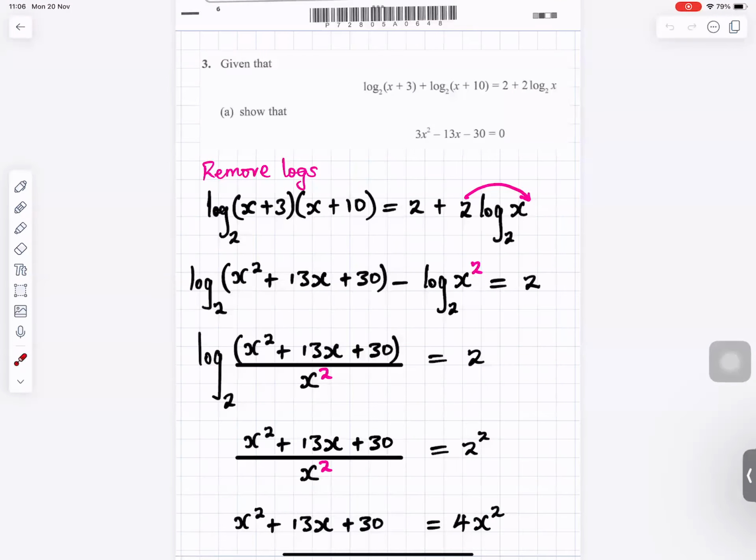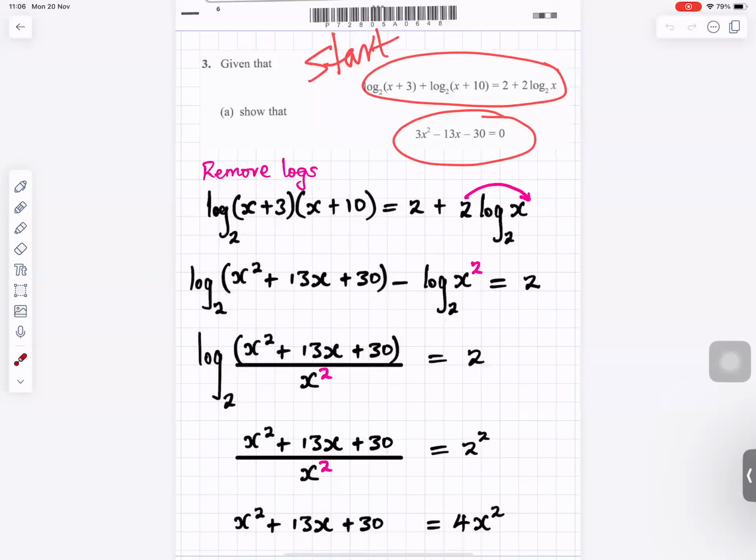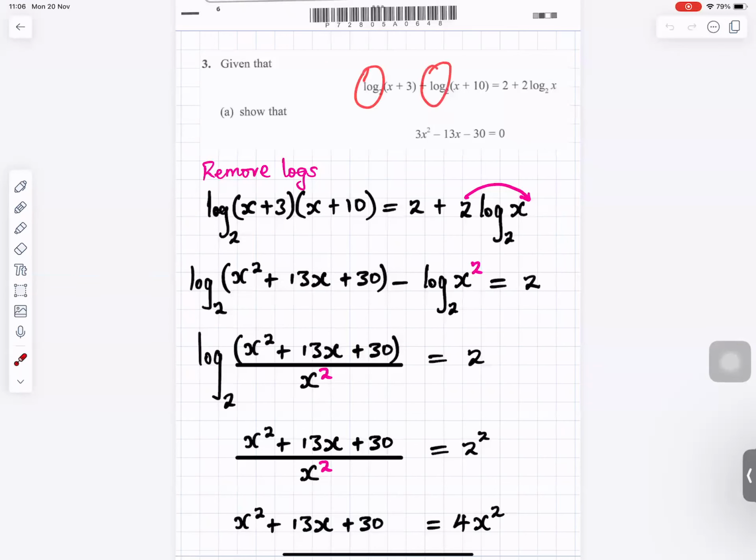For 3a, we want to show, if you look at the answer and look at where we start and where we end. Where we start has got logs in them, and where we end has no logs. So there's a clue there. We have to remove the logs, and we have to follow the rules. So to remove the logs, we can start by putting these two together.